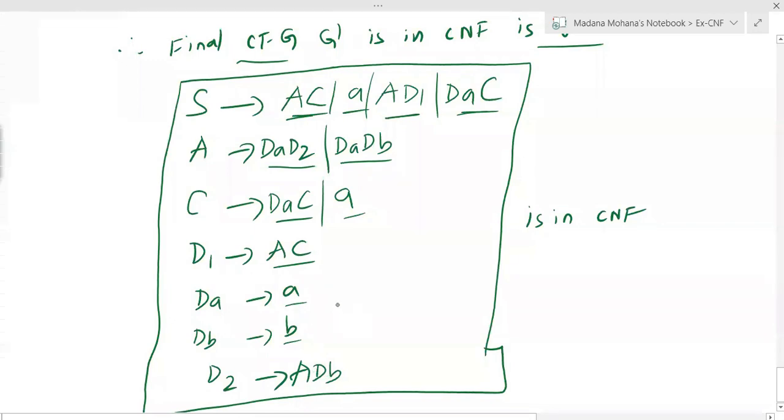So whatever the new variables and new productions, you can include them all in the above, whatever you reduced in the context-free grammar. Therefore, this is the final grammar which is in Chomsky normal form.